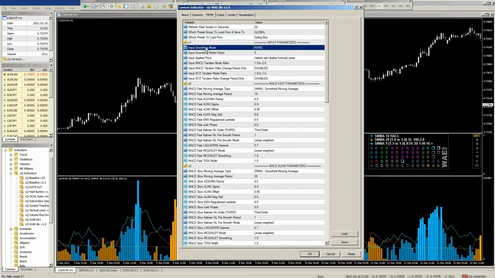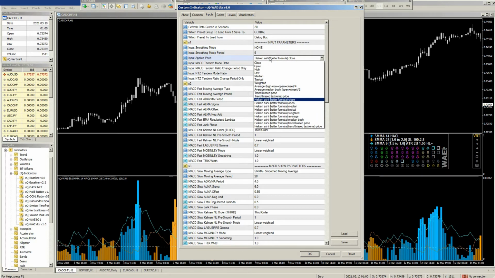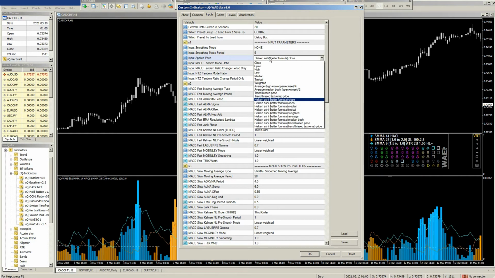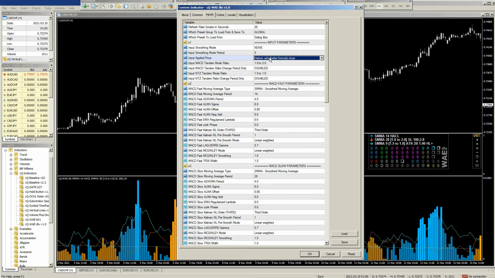This next setting is you can smooth the price information before it gets to these MACD moving averages, and you can set the period and the type. This is an applied price from the Forex Station. You can find it at forexstation.com.